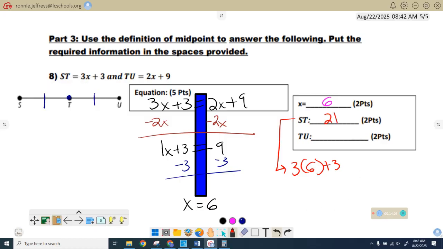Now, since these are congruent, TU would also be what? There you go. Now, in what we had on our check on learnings and stuff, what we should have had was something that said SU, which would be this times 2, right? So what is 21 times 2? 42, okay?